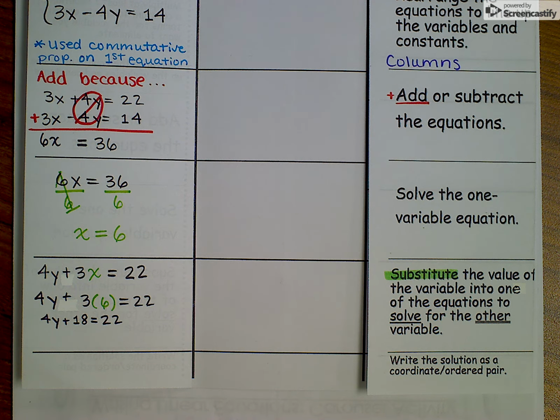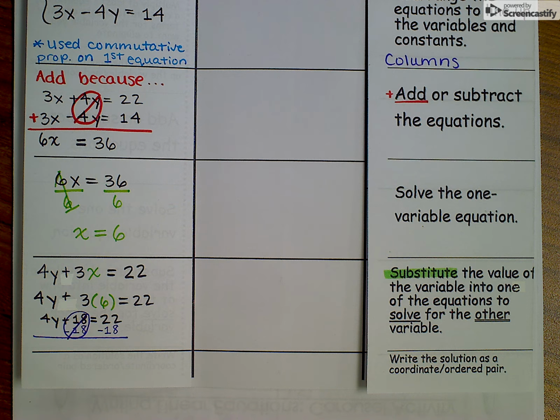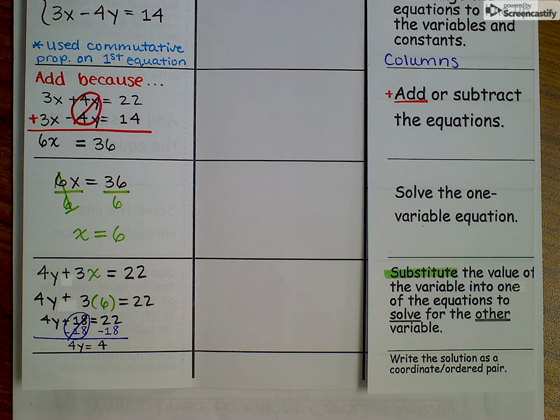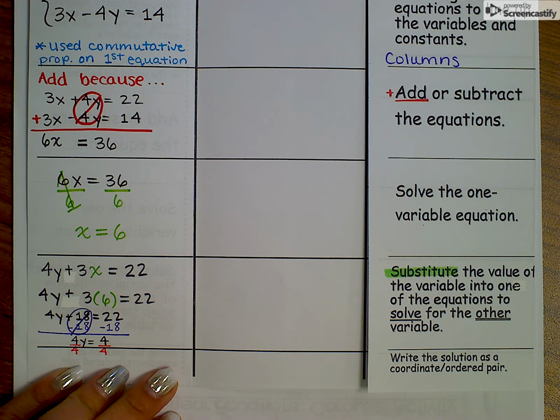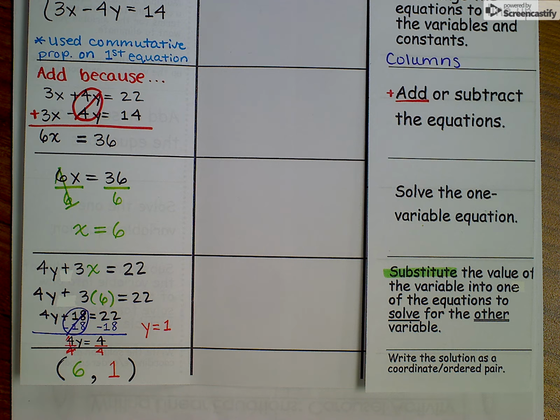And just as before, let's go ahead and remove the constant. By using the inverse operation, we'll subtract 18 from both sides, eliminating it and leaving us with 4y is equal to 4, and lastly get y alone by removing the coefficient using division. The left side reduces to 1y, leaving us with y is equal to 1. Lastly, write your solution as a coordinate or ordered pair, like so. Now we'll go ahead and move on to our subtraction example.